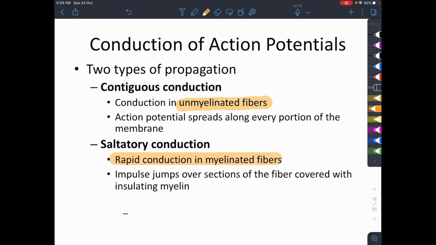So الفرق المهم between the myelinated fibers and the unmyelinated fibers الغير myelinated إنه الحين لو صار عندي action potential unmyelinated fibers راح يكون بطيء, and the action potential is going to spread along every portion of the membrane. It's going to be contiguous زي المعدي من اسمه.